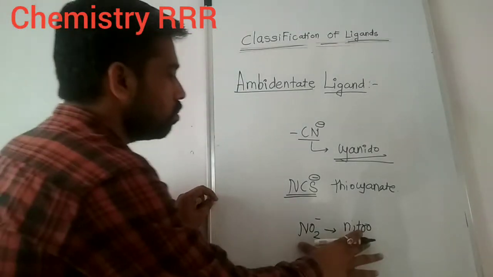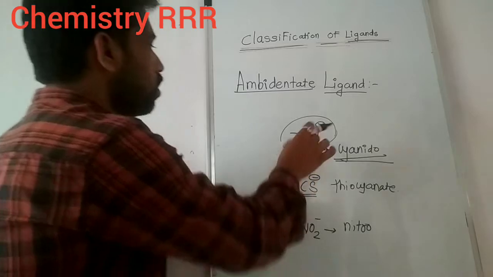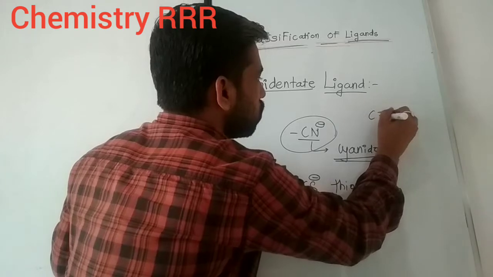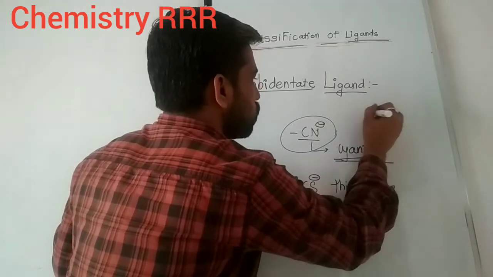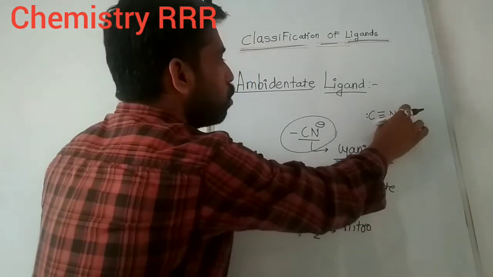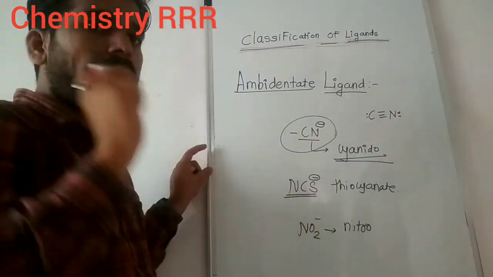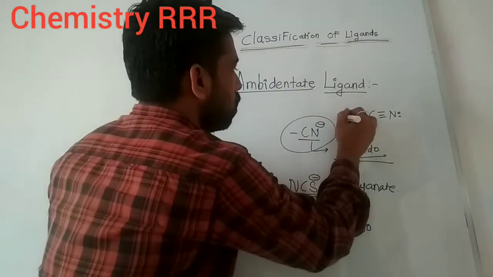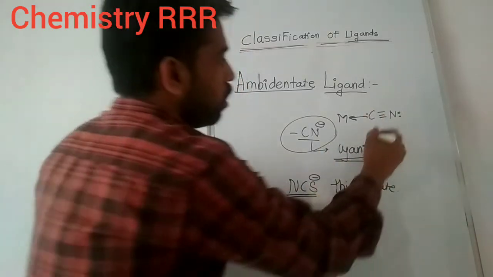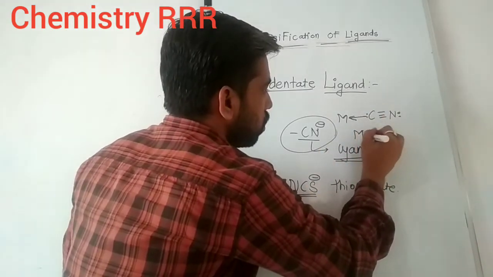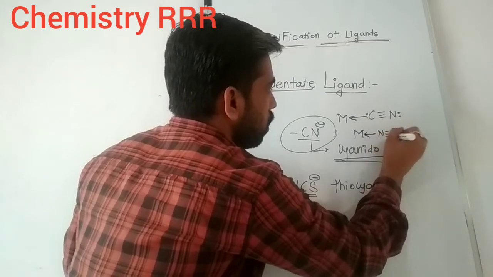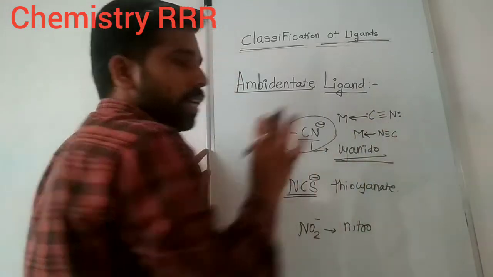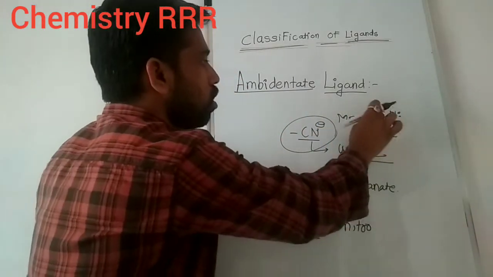Now look at the cyanide. The cyanide has two donor sites. It donates electrons to the central metal atom through nitrogen or through carbon, but at one time it donates from only one side, either from carbon or from nitrogen.